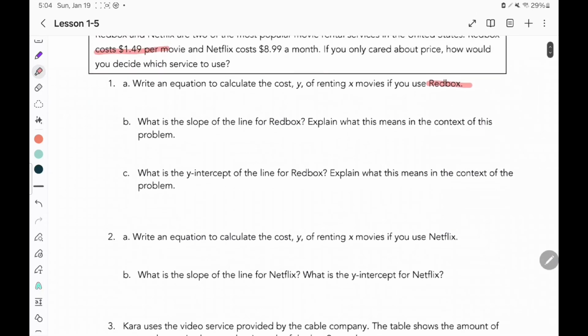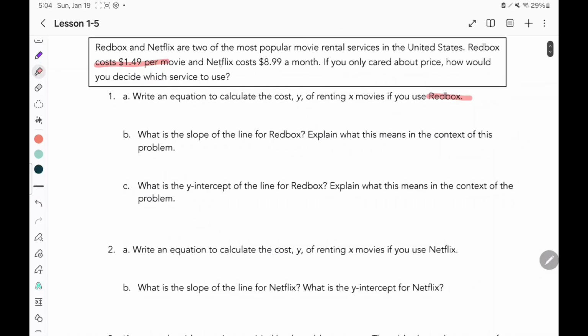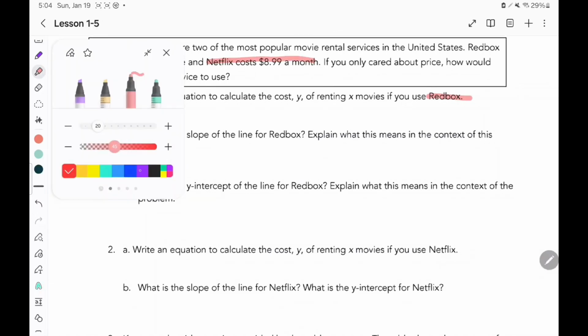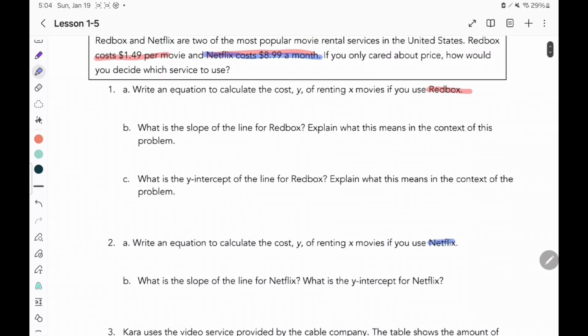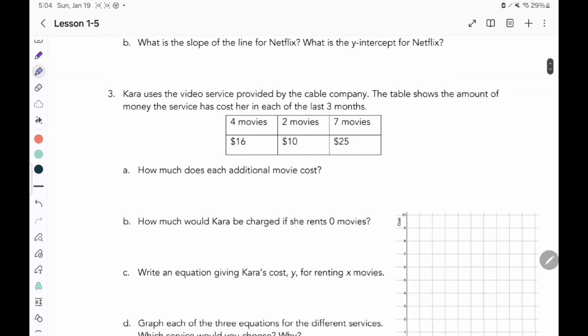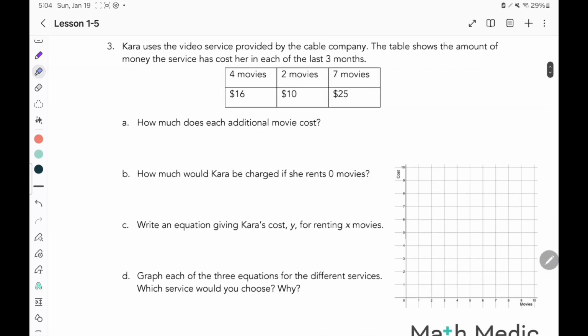Problem 2 is asking you about Netflix. So we know that Netflix has a cost of $8.99 per month. Let me go ahead and put that in a different color. $8.99 per month. And the questions involving Netflix, we have two of them right here. Problem 3 is a different scenario where it's giving information about a cable company. It gives 3 different price points: 4 movies, $16, 2 movies, $10, 7 movies, $25.